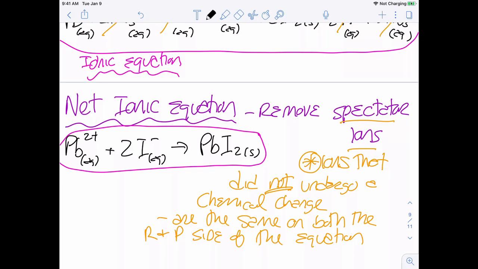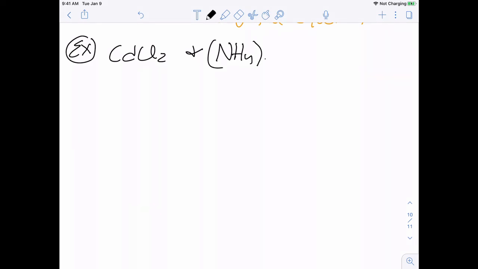So let's go through another example. We're going to do the same thing. I'm not going to write all the instructions again, but we're going to write the balanced chemical equation, the ionic equation, and the net ionic equation for the reaction between cadmium chloride, so CdCl2. Cadmium was one of our fixed charge metals. And let's do ammonium, one of our polyatomic ions, sulfide.